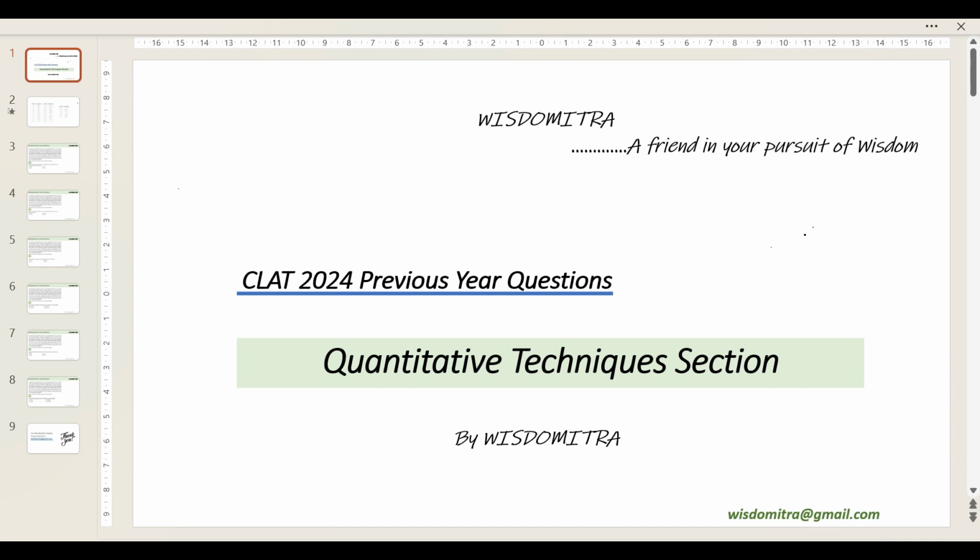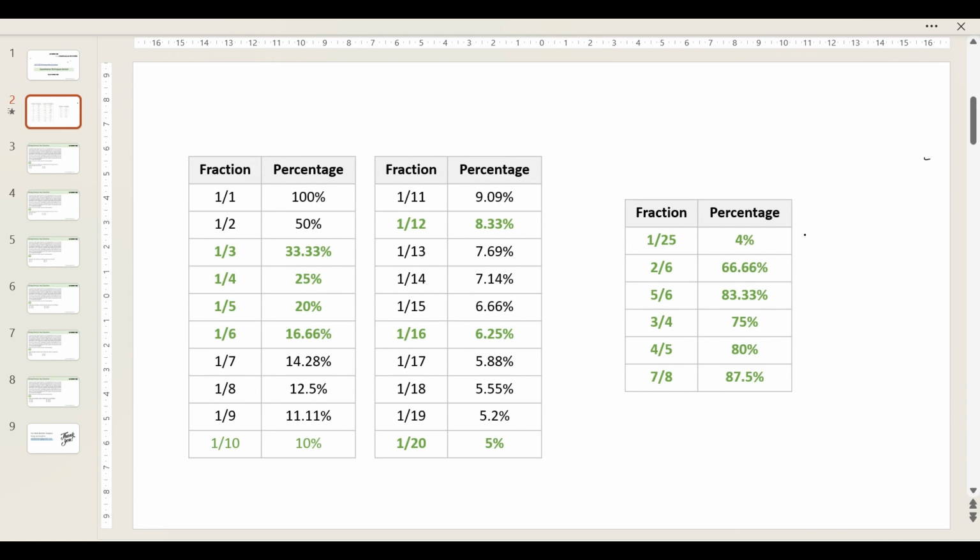But before going into questions, just let me take this one table for you. If you notice over here, I have converted the fractions into percentages. And this technique, if students remember this table, at least the most important ones out of it, it would be really handy for quantitative type of questions, whether it's CLAT, whether it's LAWCET, whether it's CSAT.